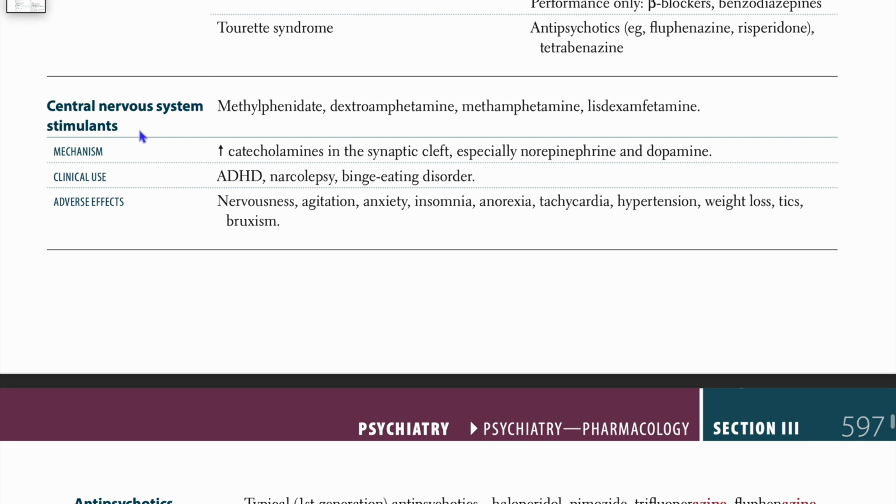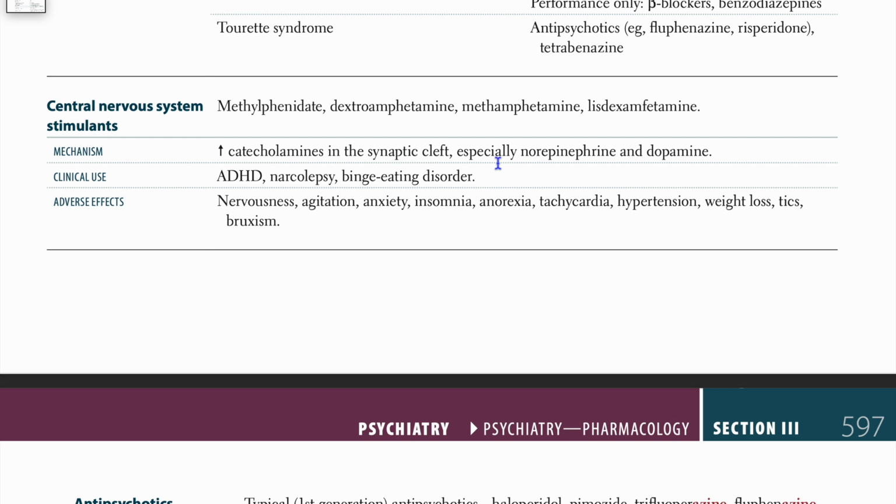Central nervous system stimulants: methylphenidate, dextroamphetamine, methamphetamine, and lisdexamfetamine. Okay. So methamphetamines basically. So those are stimulants. Mechanism is that they increase catecholamines in the synaptic cleft, especially norepinephrine and dopamine. Clinical use is ADHD, narcolepsy, binge eating disorders. Okay. So that's the clinical use.